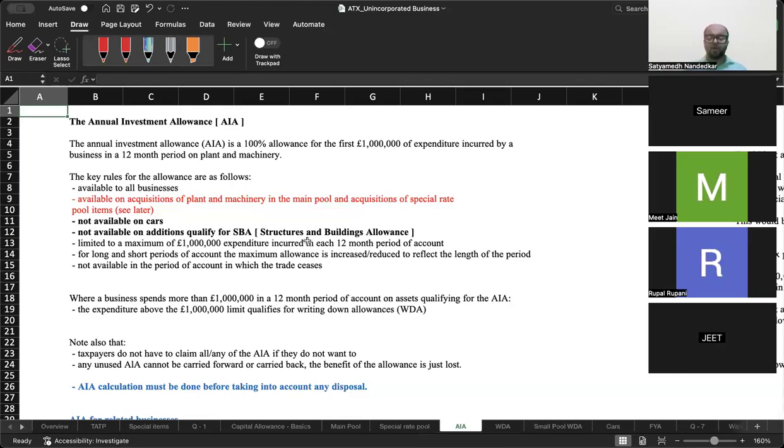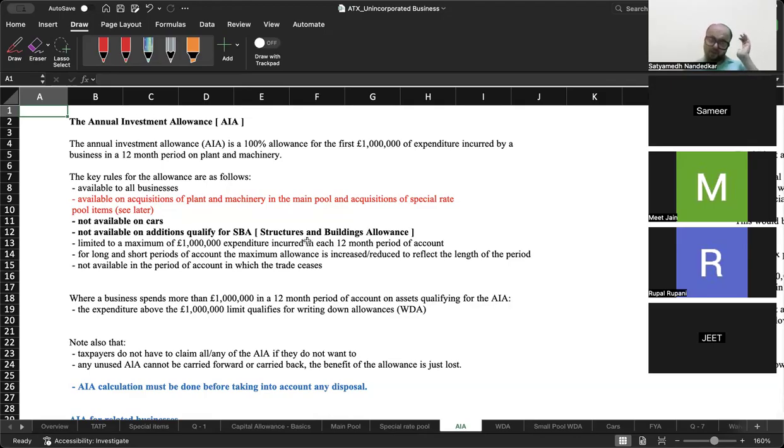If the new assets purchased are 12 lakh, so 12 lakh minus 10 lakh, written down allowance is calculated only on the remaining 2 lakh rupees. This entire annual investment allowance is allowed in the year of acquisition of that asset. You cannot carry it forward.